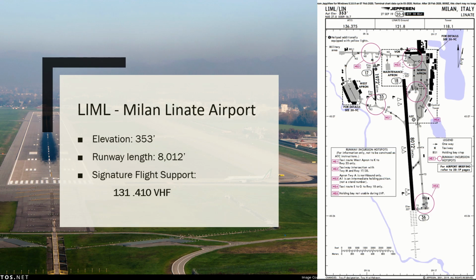This is Milan Linate Airport. Elevation is 353 feet with a runway length of 8,012 feet. Once we touch down, Signature Flight Support is located to the west, on the west apron of the airport, and can be contacted using the frequency 131.410.